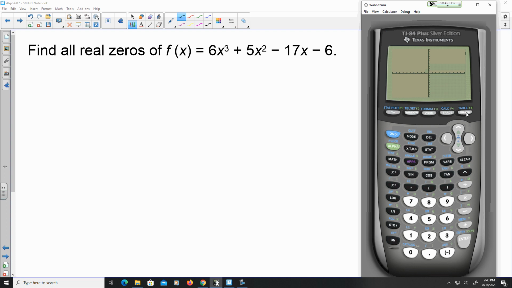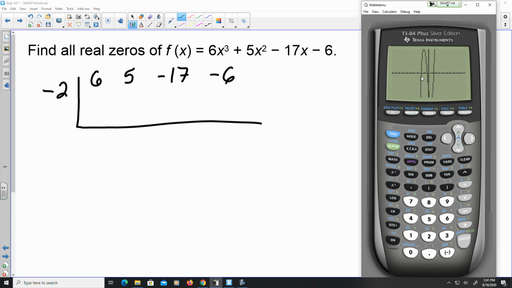All right. Looks like we got -2. So let's put -2 in there. So I got 3, 2, 1 constant. We're good. So 6, 5, -17, -6. So let's see how close we are. So we got 6, -12. We got -7. We got 14. We got -3, +6, 0. Great. -2 is in fact a solution.